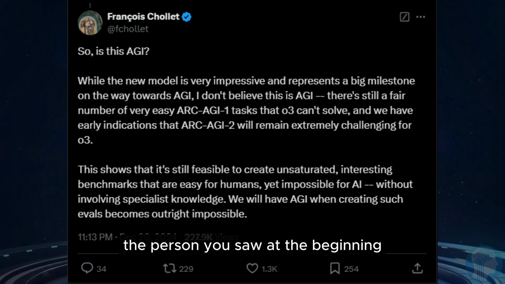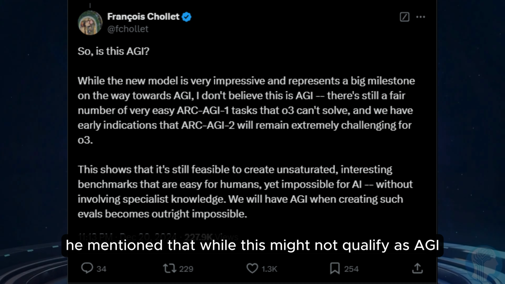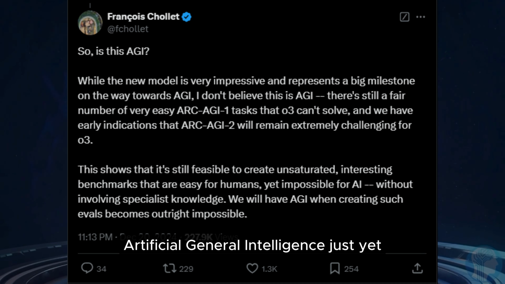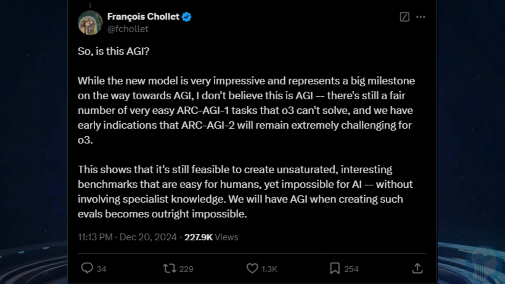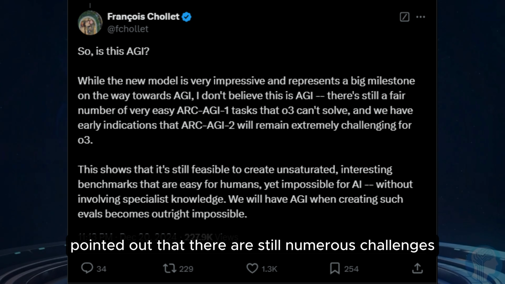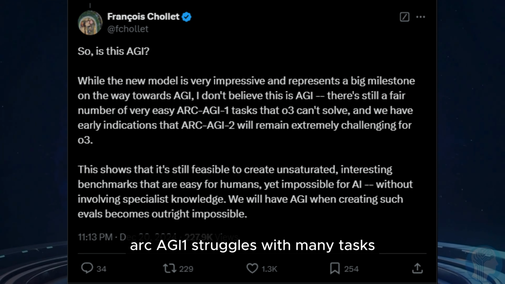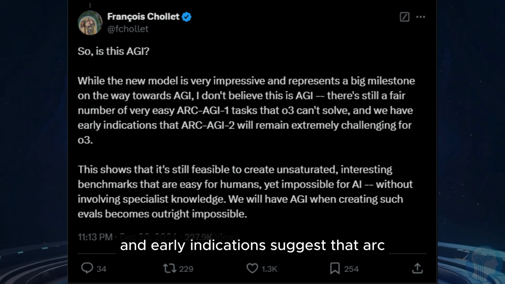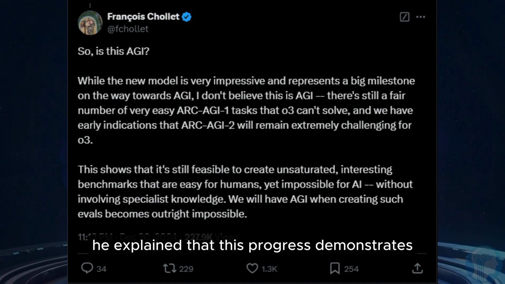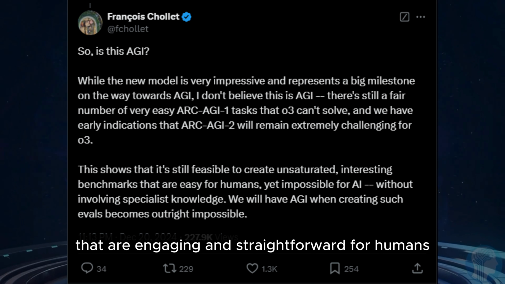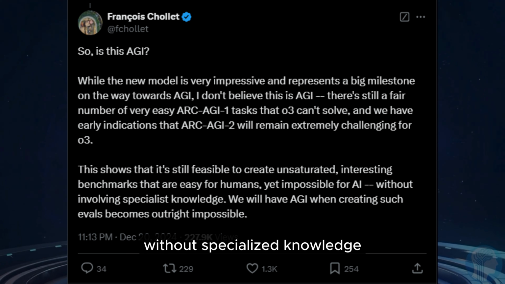The person you saw at the beginning, François Chollet, shared his thoughts on the topic. He mentioned that while this might not qualify as AGI, artificial general intelligence, just yet, it represents a significant milestone on the path to AGI. Chollet pointed out that there are still numerous challenges AI models face. For instance, ARC-AGI-1 still struggles with many tasks, and early indications suggest that ARC-AGI-2 will also remain highly challenging. He explained that this progress demonstrates the feasibility of creating benchmarks that are engaging and straightforward for humans, but exceedingly difficult for AI to tackle without specialized knowledge.